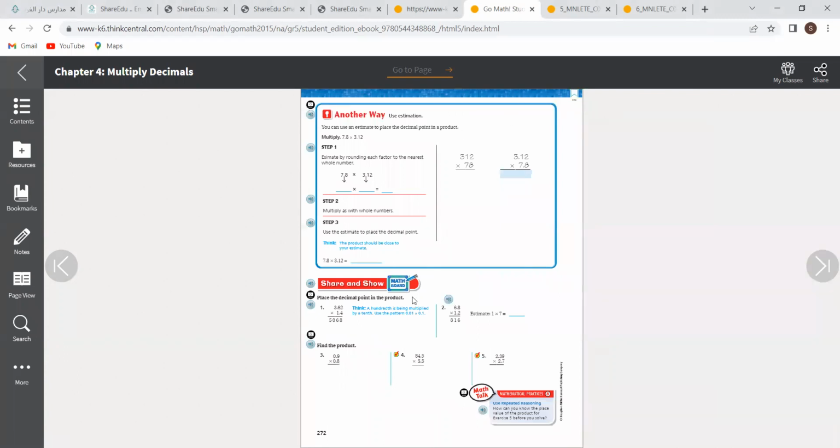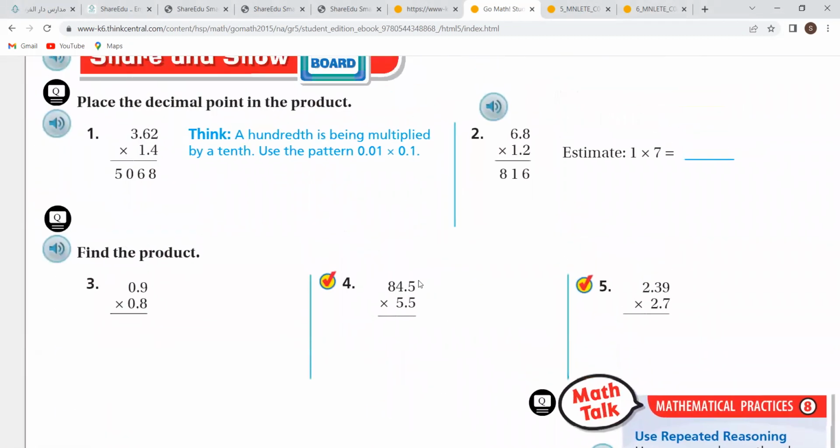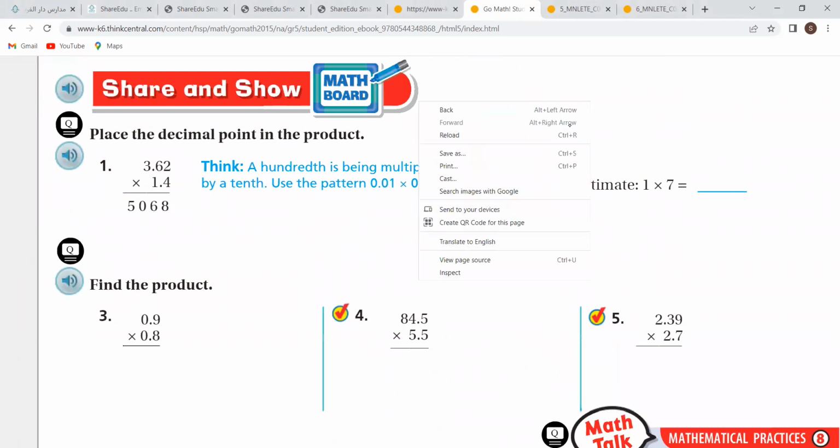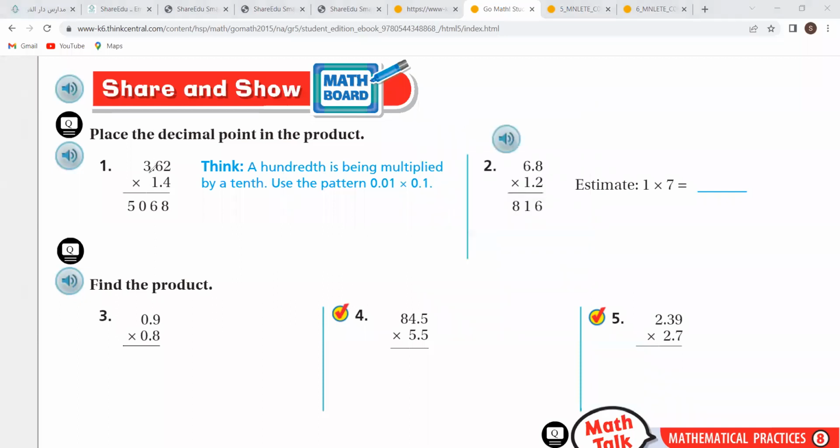Good. Come on, go to share and show, guys. Put a cross mark to another way and go to share and show. Now let me ask the first question to Dana. Dana, how many numbers do you see after the decimal point in 0.62? 2 numbers. And in the next one, 1.4, 1 number. So in total, how many numbers do you see? 3. So where do you put the decimal point? You count 1, 2, and 3, and you put your decimal point here. Now, did you get it?